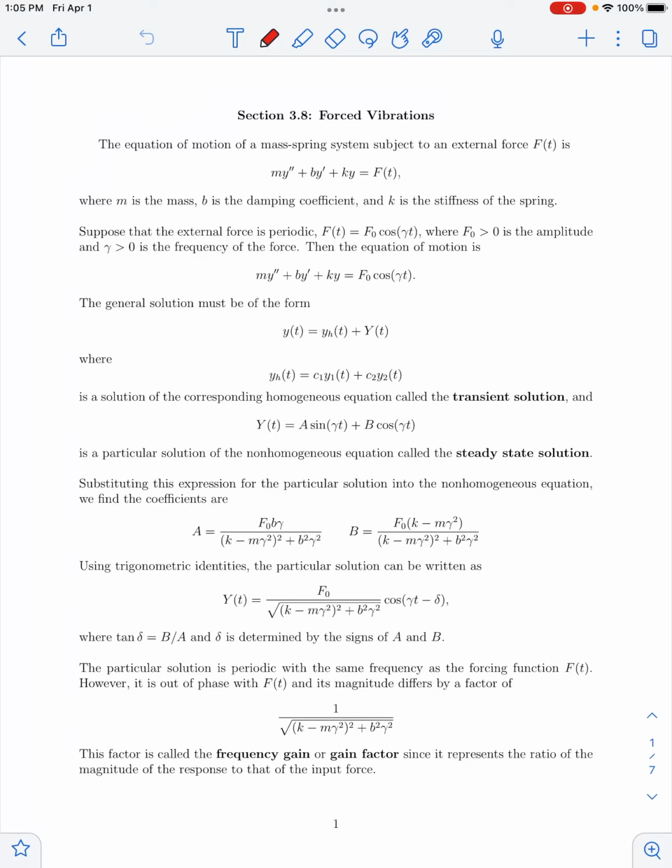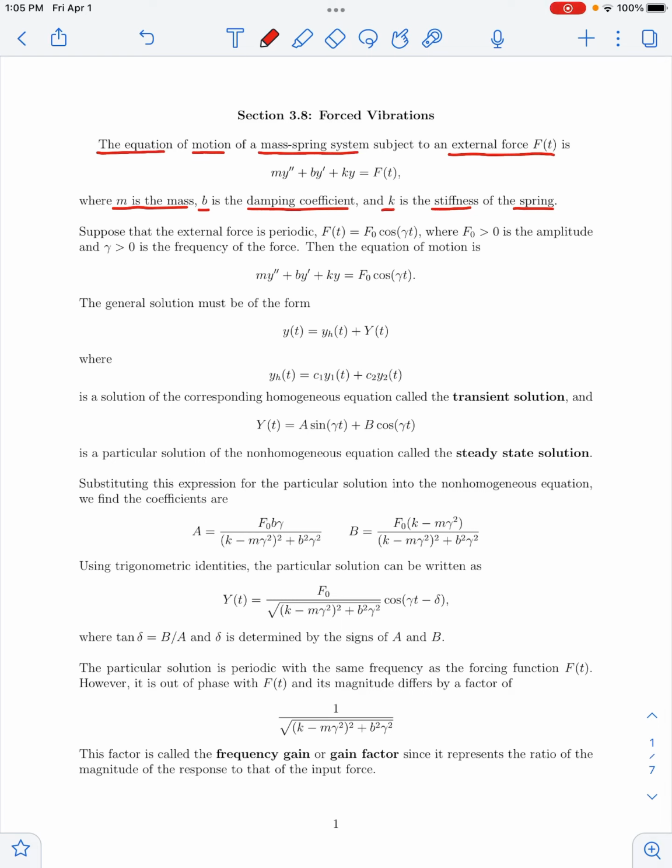Okay, in this lecture we're going to begin the section 3.8 material on forced vibrations. So what we had seen in the previous section is that the equation of motion for a mass spring system subject to an external force given by some function F(t) is of the form my'' + by' + ky = F(t), where m is the mass, b is the damping coefficient, and k is the stiffness of the spring, where F(t) is our external force.